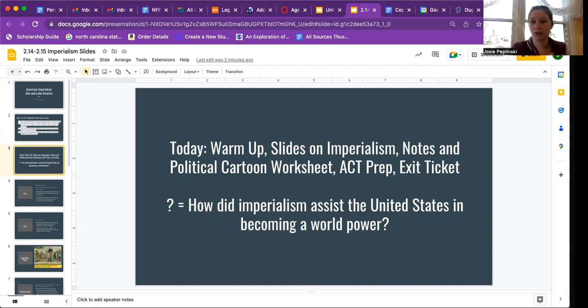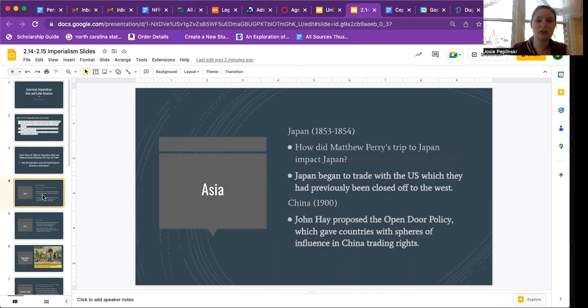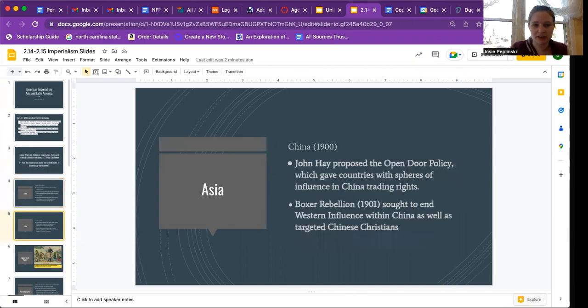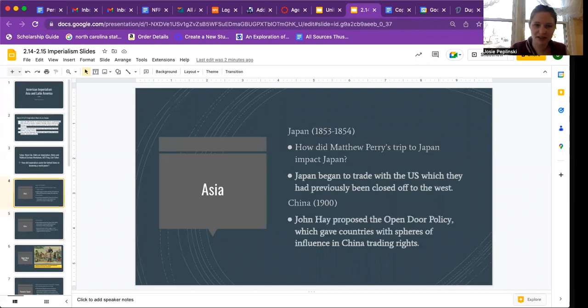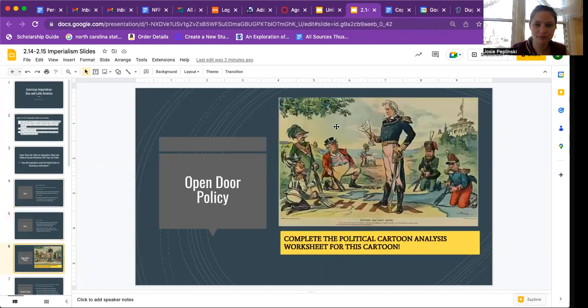Yesterday was the Spanish-American War, so we're going to be building on that and looking at other regions of the world and some of the aftermath. We actually went over these slides on Asia yesterday, so I'll ask you to refer back to yesterday's slides. This is just some review here.